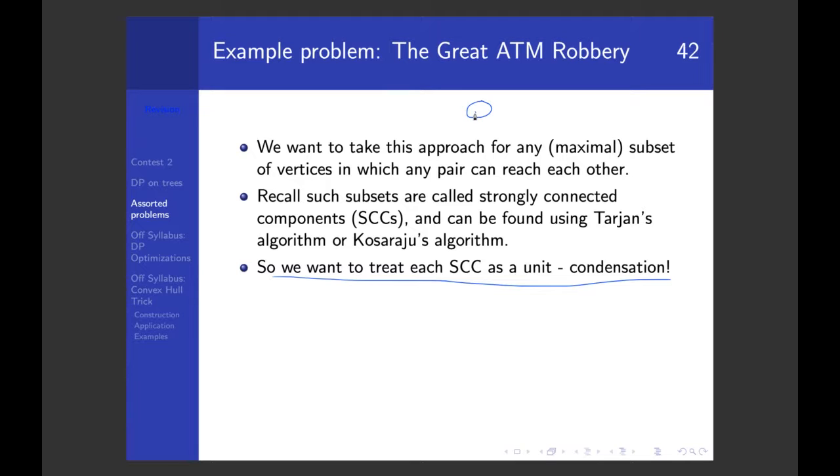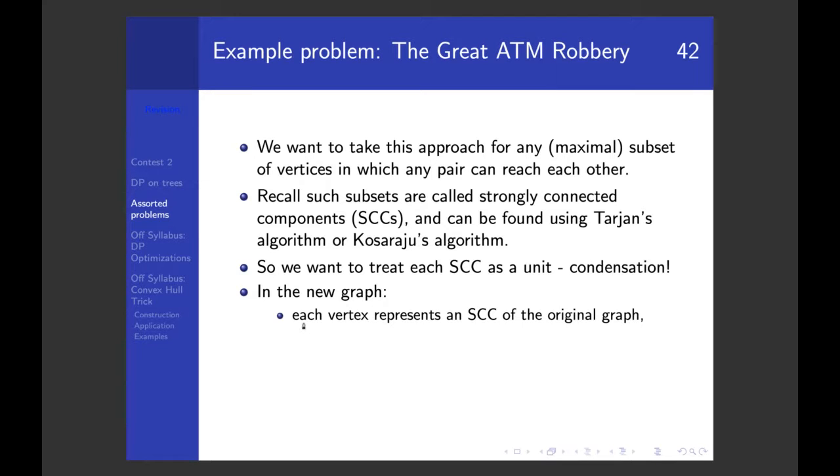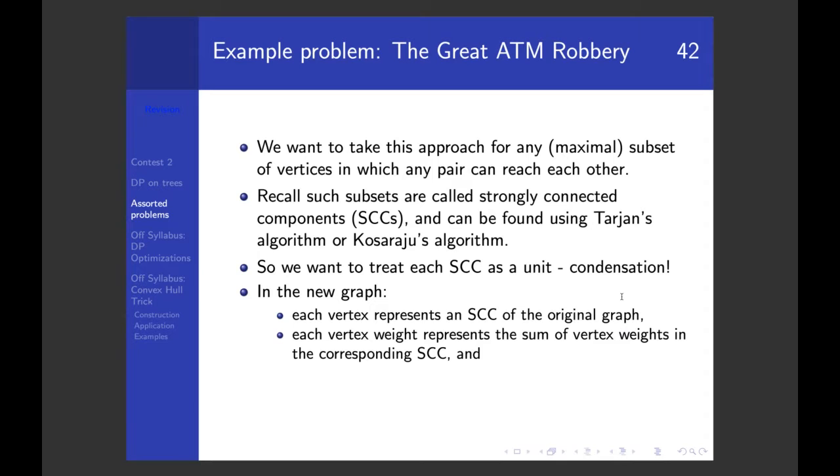Because if an SCC has a pub, that means we can finish there, and we might as well take all the money in it. And any edge out of an SCC, no matter where it comes from, we can always reach it. So we'll condense the graph down into a graph of SCCs. Each vertex represents an SCC of the original graph. Every vertex weight is the sum of the vertex weights in the SCC.